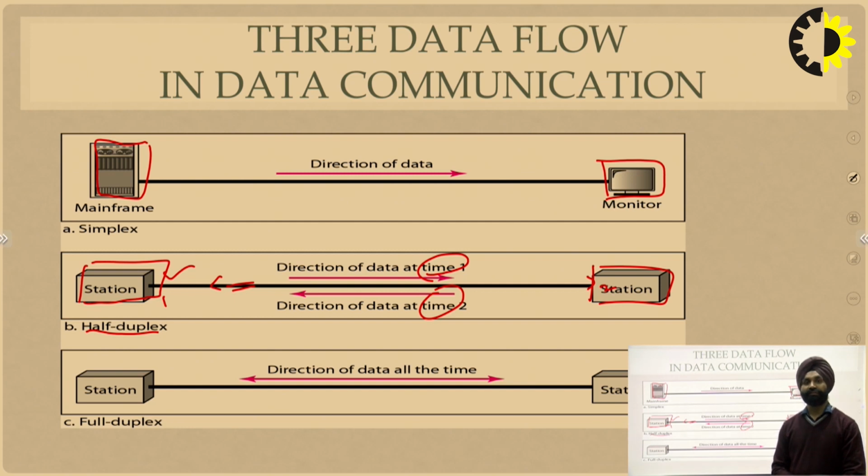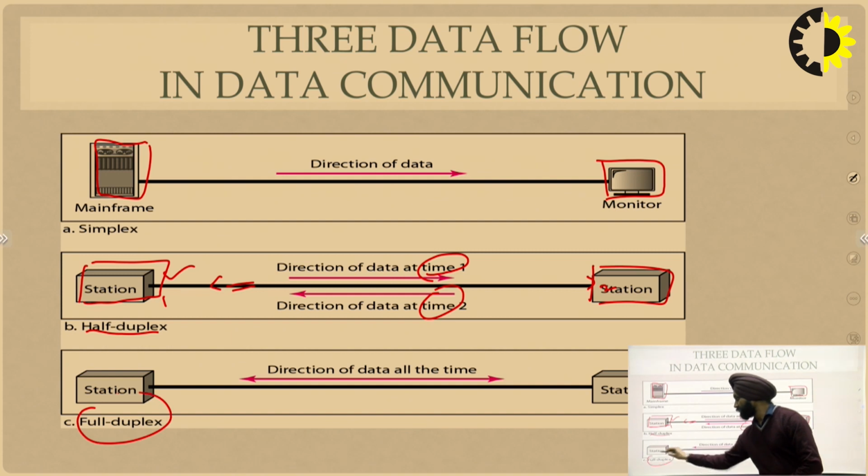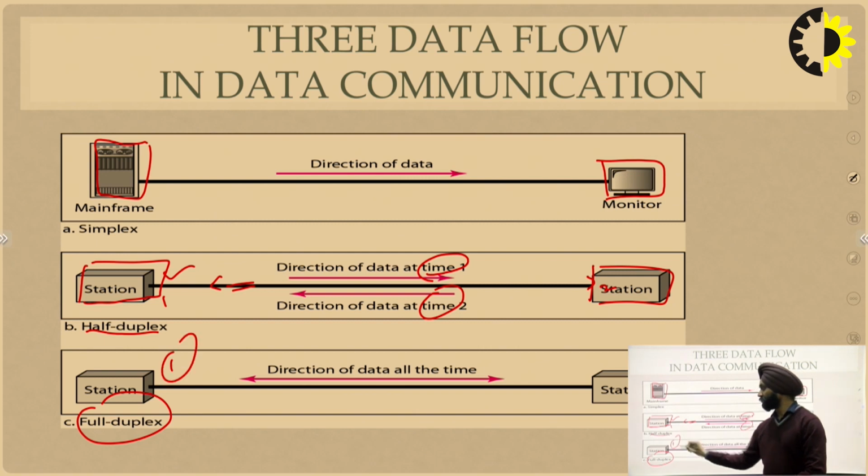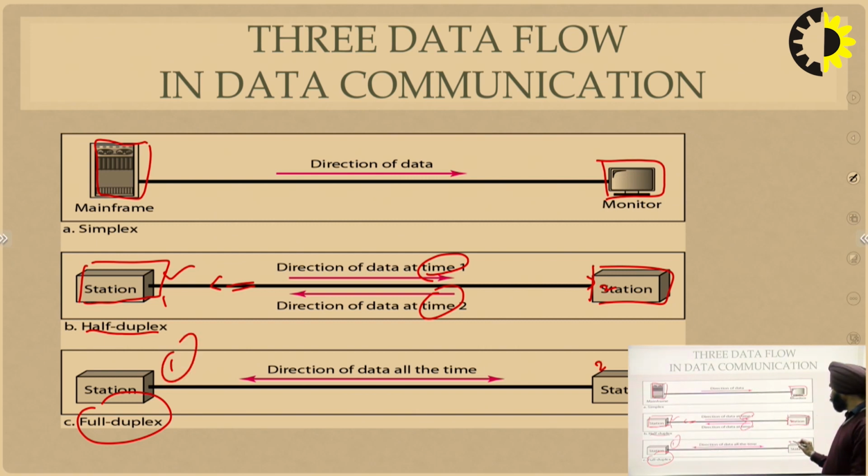Here we need to set up some communication protocol, so that when sender 1 is transmitting, sender 2 does not transmit the signal. The third one is full duplex, where the channel is used by both at the same time. Here I am taking the simplest case, with only two stations, so both stations can transmit the signal at the same time.